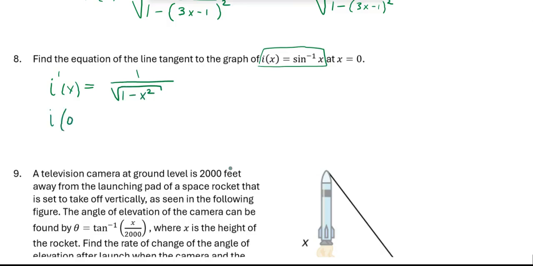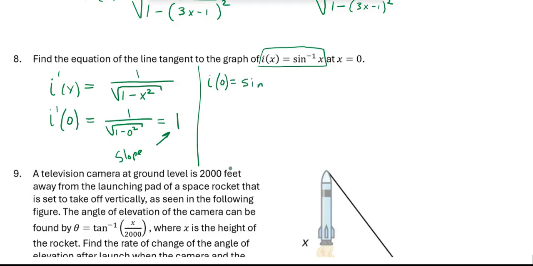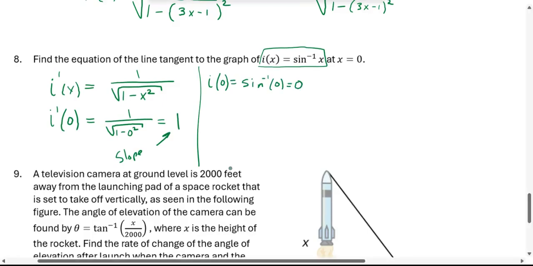So let's go ahead and plug in our 0 into our derivative. We get 1 over the square root of 1 minus 0 squared, and that will just be 1. So our value of our derivative is 1. That's our slope, right? But remember, when we write an equation of a tangent line, we need a slope and a point. So let's get the point by just plugging in 0. Sometimes I do it in the other order, but now I'm doing it in this order. We want sine inverse of 0. Now, that value is just 0.